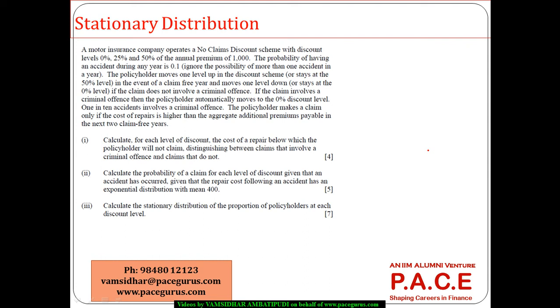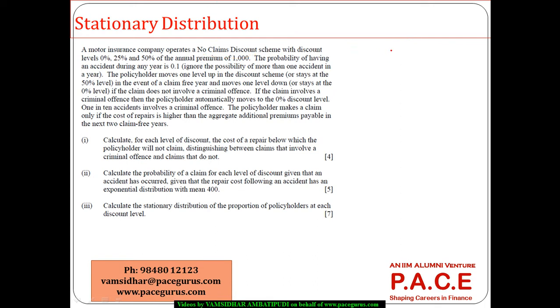Now let's look at this interesting numerical which mixes the no claim discount with the concept of expected values. Look at this. A motor insurance company operates a no claim discount scheme. Discount levels of 0%, 25% and 50% of the annual premium.